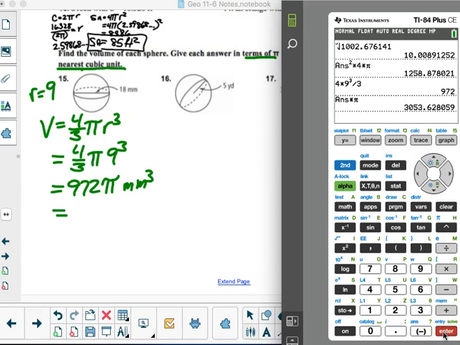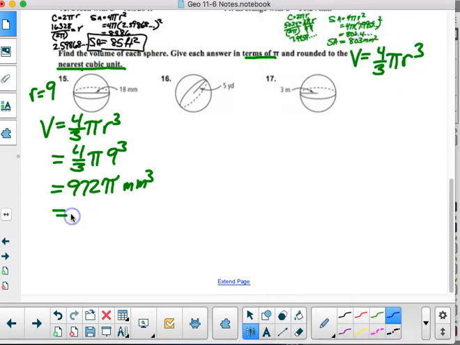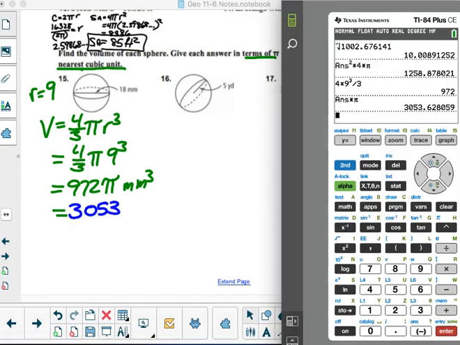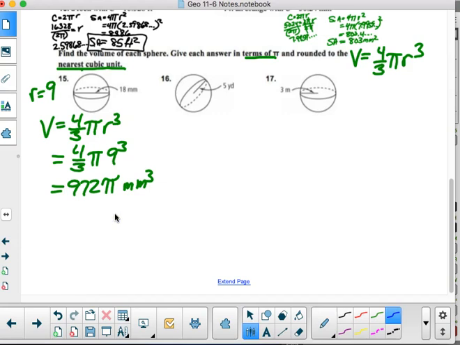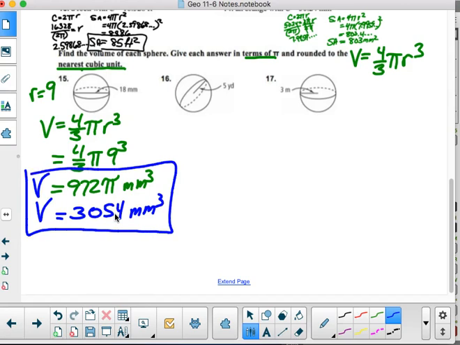In my other answers, so I've got 3053, 3054, because you want it to the nearest. Let's try that again. 3054 to the nearest unit, cubic unit. So those are my two volumes I've got for this, according to what they asked me to do.